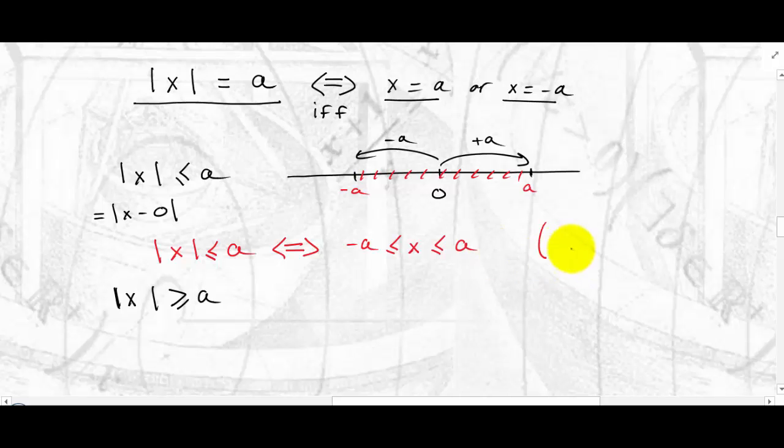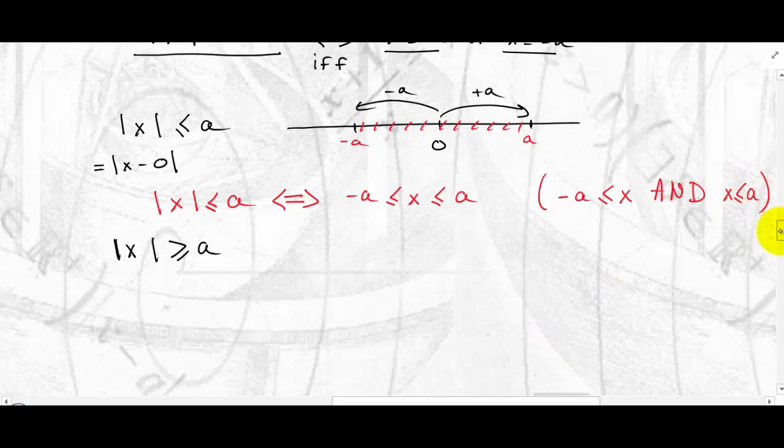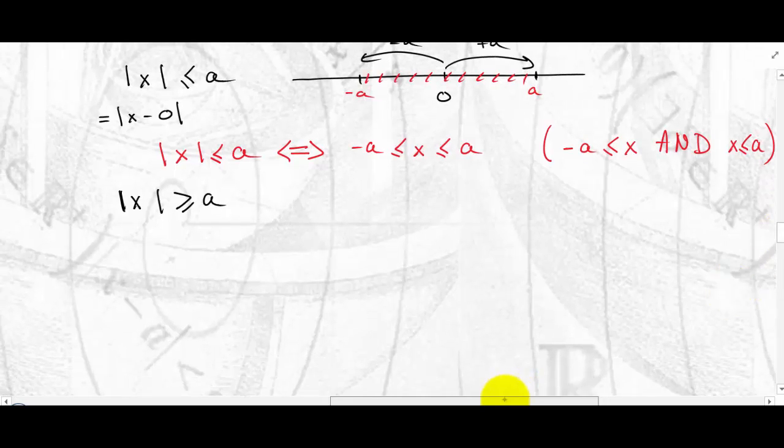Remember, I think you must have seen that before. A double inequality stands for a conjunction. It means x above negative a and x smaller than a. It stands for a conjunction. Okay? Alright, before we apply this, let's look at the last one now.